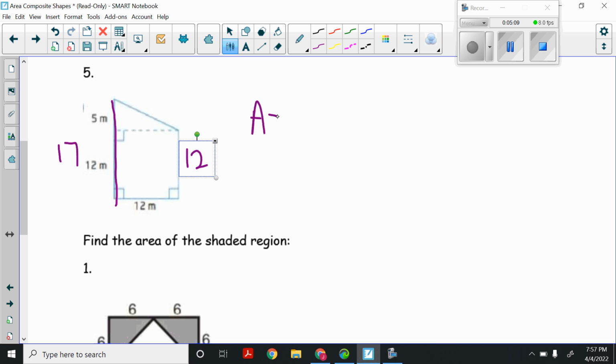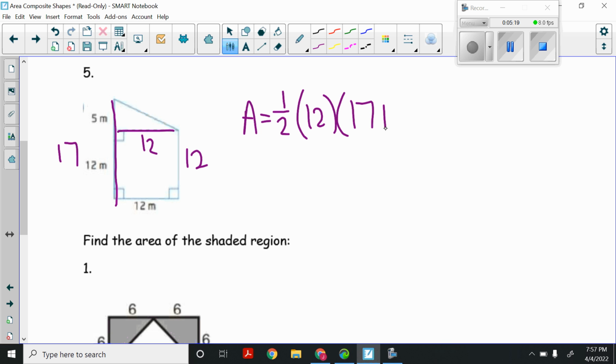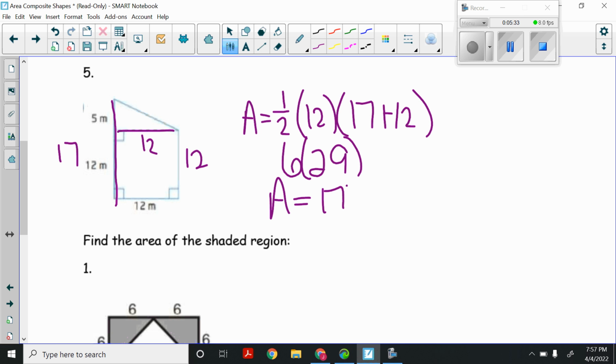So area of a trapezoid, 1/2 the height. So this height is the same as that 12, times base 1, 17, plus base 2, 12. So half of 12 is 6. 17 plus 12 is 29. So 6 times 29 is 174 square meters.